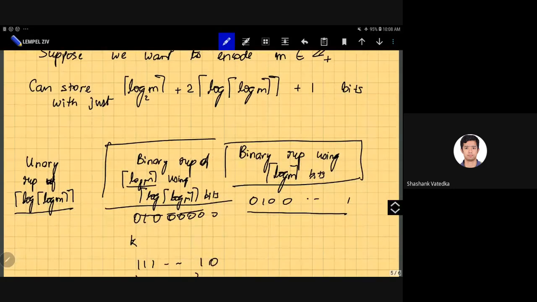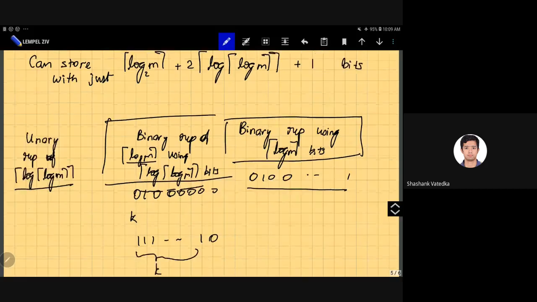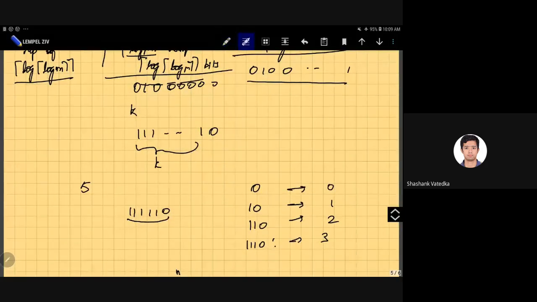And how do we encode this? If we just represent m as it is in binary, then it requires ceil of log m bits. But we don't know what log m is, so the decoder doesn't know that it has to read precisely that many bits. So as a prefix, you store the binary representation of ceil of log m, and this requires log log m bits. And now you need to know what that length is, and therefore you store this in unary. Okay, so let's take an example.